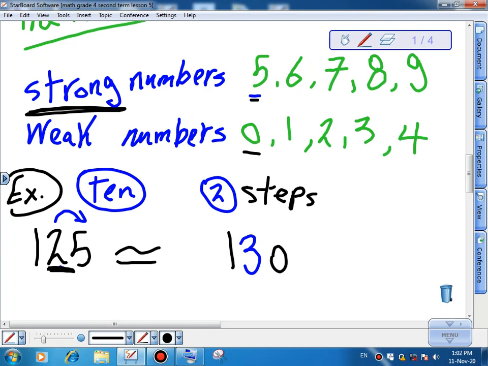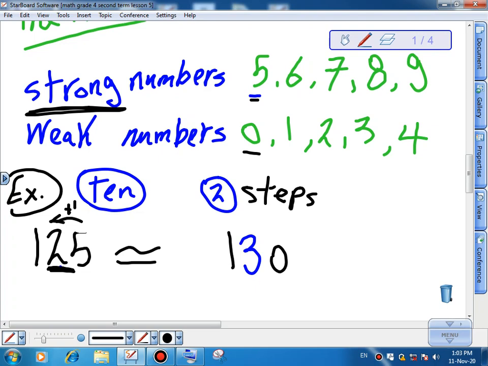5 is a strong or weak number? 5 is a strong number. So if it's a strong number, just increase the tens place by 1. Just add 1, plus 1 to the number 2. After that, replace the number 5, which is the units place, by 0. And the other places, the hundreds place, or if there is a thousands place, make it as it is.